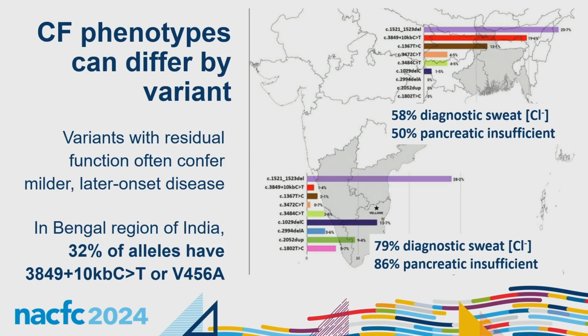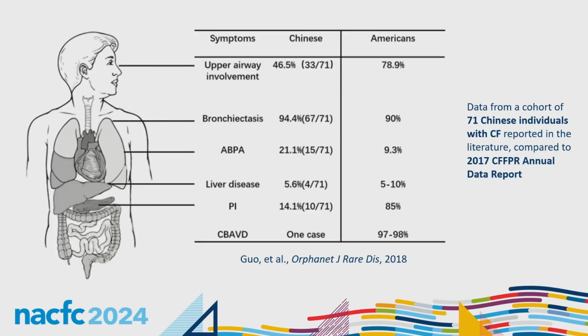The paper did not break down variant-specific phenotypic differences, but they did show that overall the Bengal population had just under 60% of people with a diagnostic sweat chloride and only 50% pancreatic insufficient, presumably driven by these variants with residual function. And that the group from South India had more patients with a diagnostic sweat chloride and a significantly higher proportion who were pancreatic insufficient. This is a paper that did somewhat of a similar analysis from 2018.